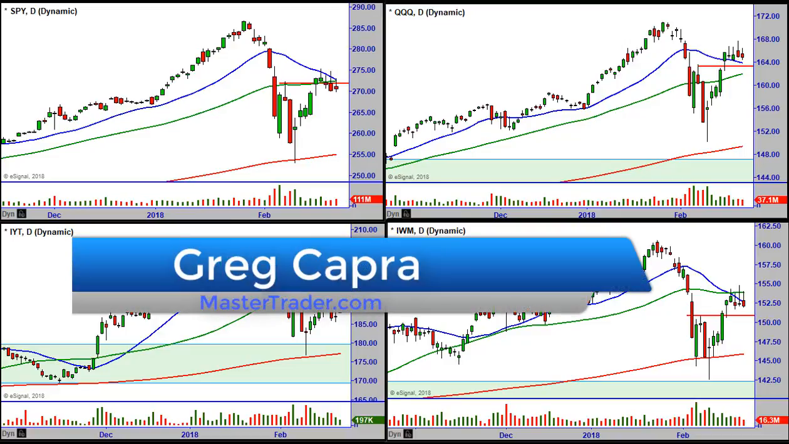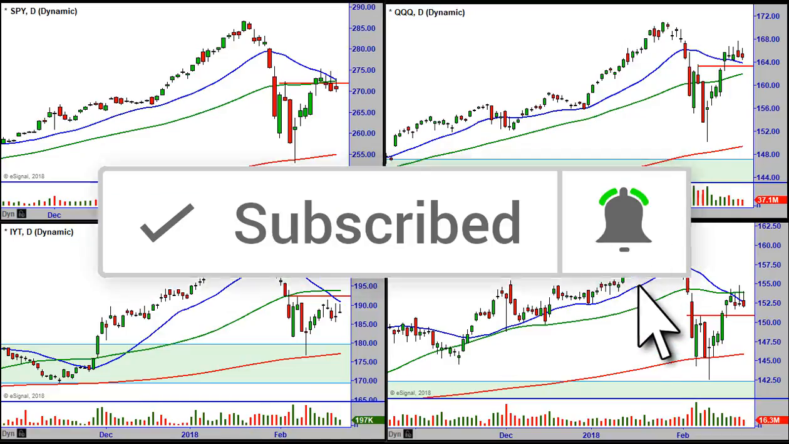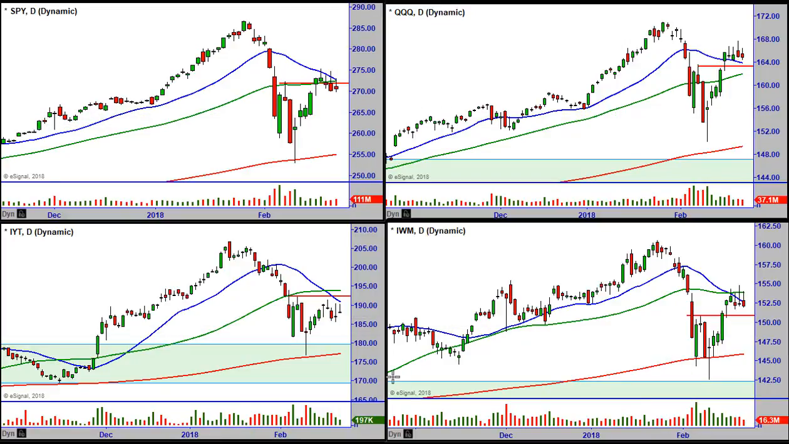Let's take a look at four of the broader markets here. This week has pretty much been a run-in-place type of market event, really going nowhere. That can be viewed either bullishly or bearishly. So let's take a look at the charts here.